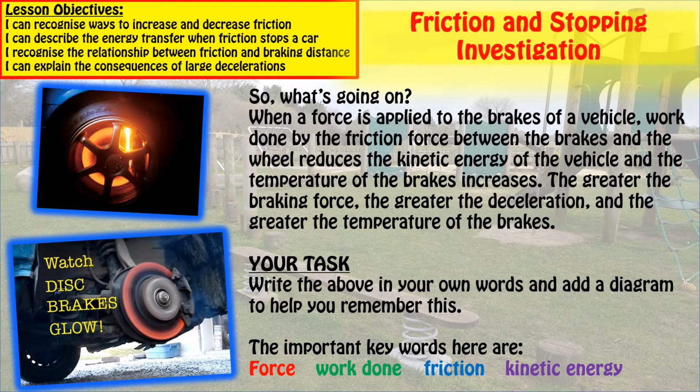What I'd like you to do is to reread the words above, add a diagram to it, and reword that, because they're my words, that's how I would explain it, but you need to write it in a way that makes sense to you. And the important keywords here to use are force, work done, friction, and kinetic energy. And they're words that you've met this unit or you've met in the Energy 1 unit. So I want you to reword the words above, add a diagram to help you, and make sure you use the coloured words at the bottom in your answers. So if you pause the video now and have a go at that activity, please.